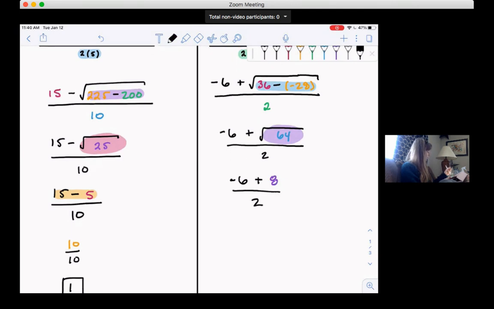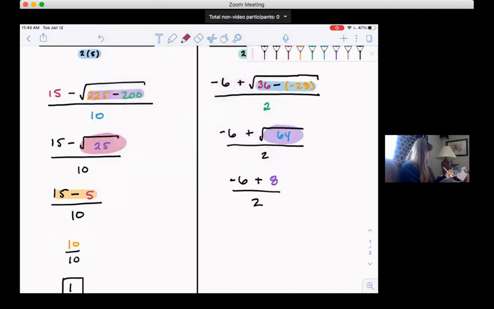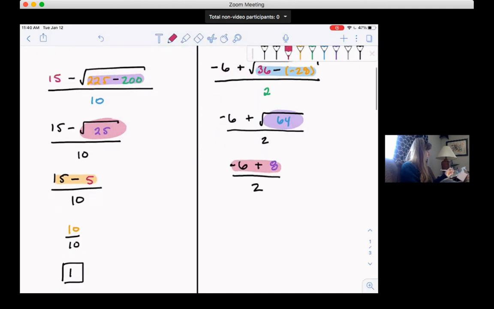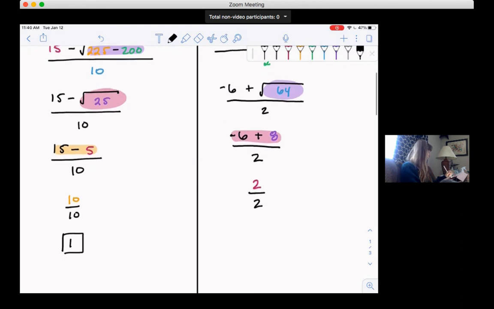Okay, now we can simplify the numerator. So we can do negative 6 plus 8. So negative 6 plus 8 is 2, divided by 2. And then finally we can do 2 divided by 2, which in this case also ends up being 1. It's not always going to be 1. This was just kind of an accident that these both ended up being 1, I guess.